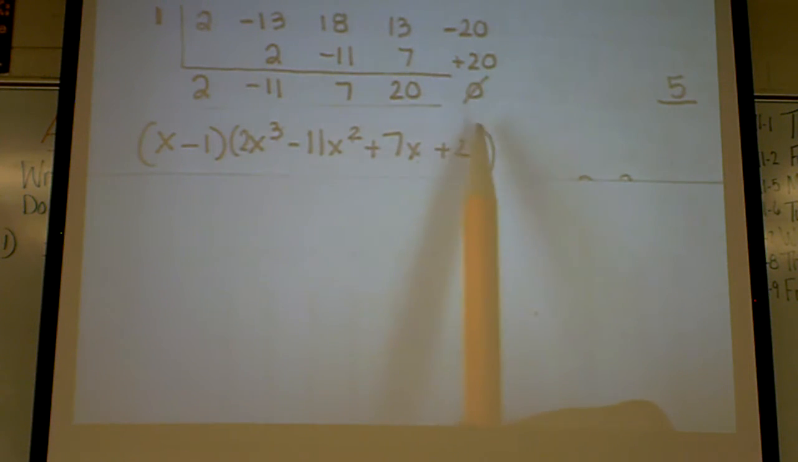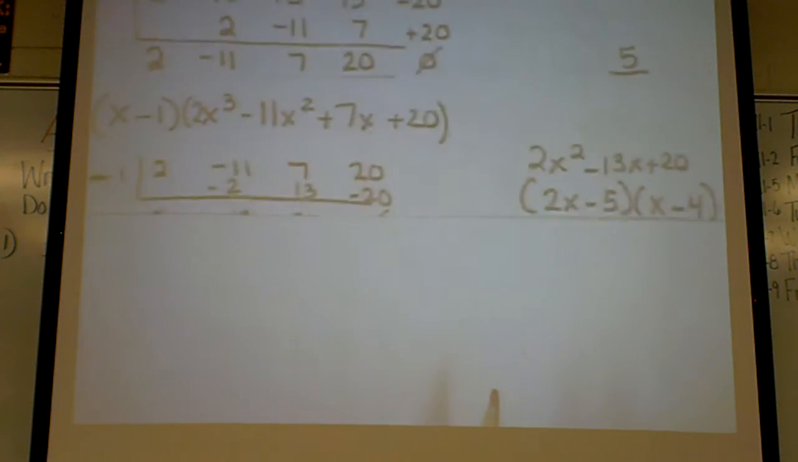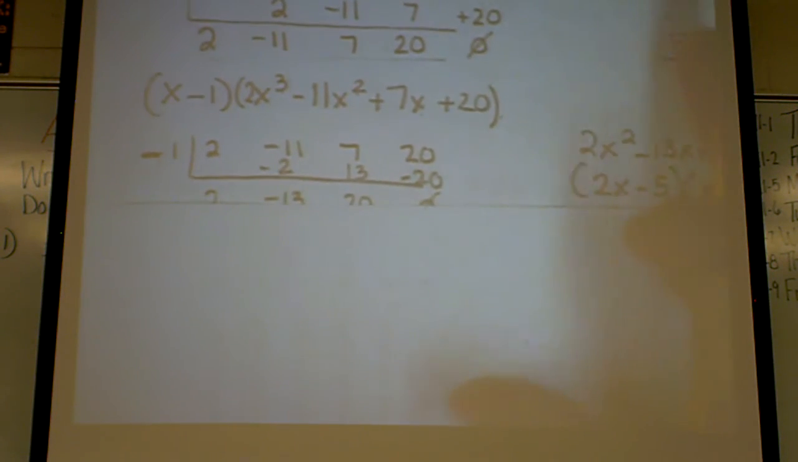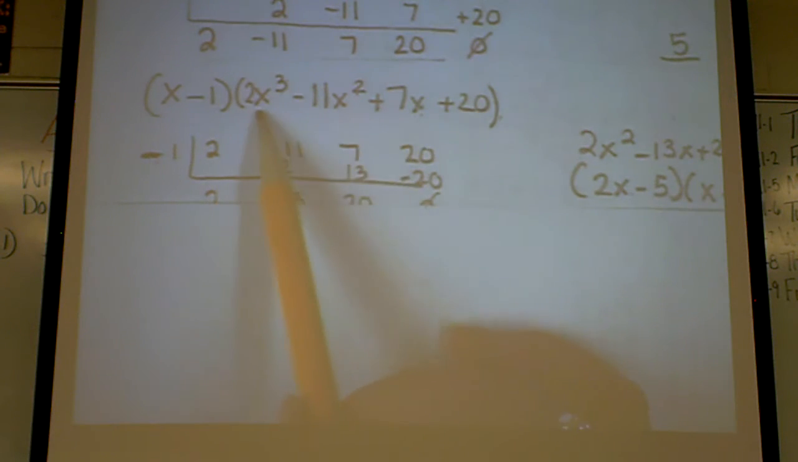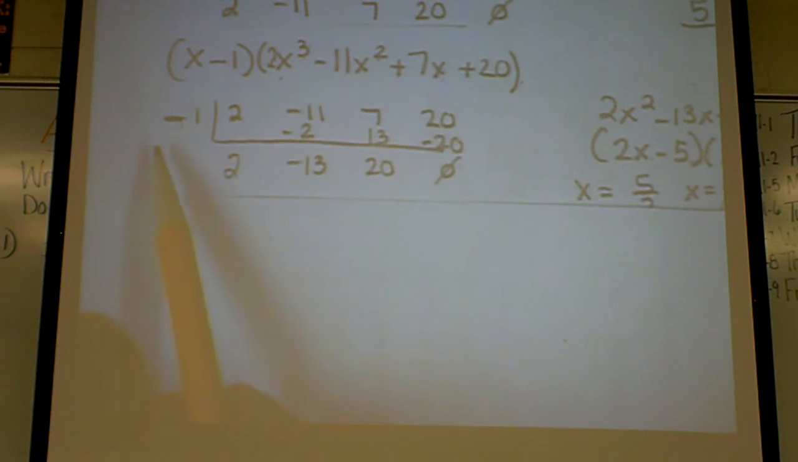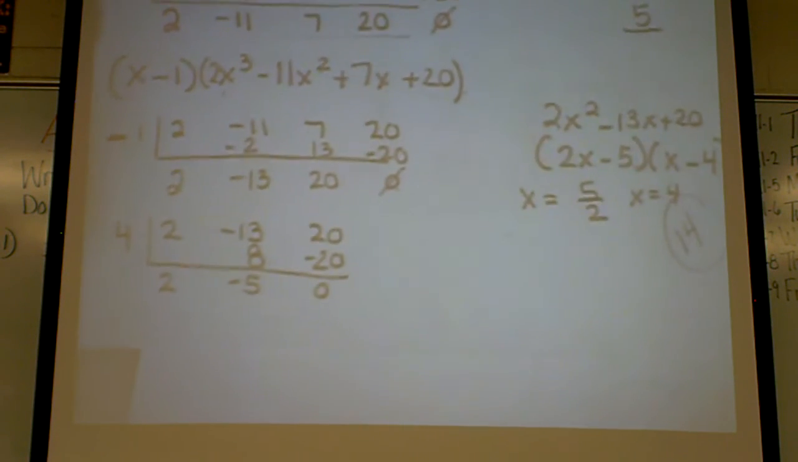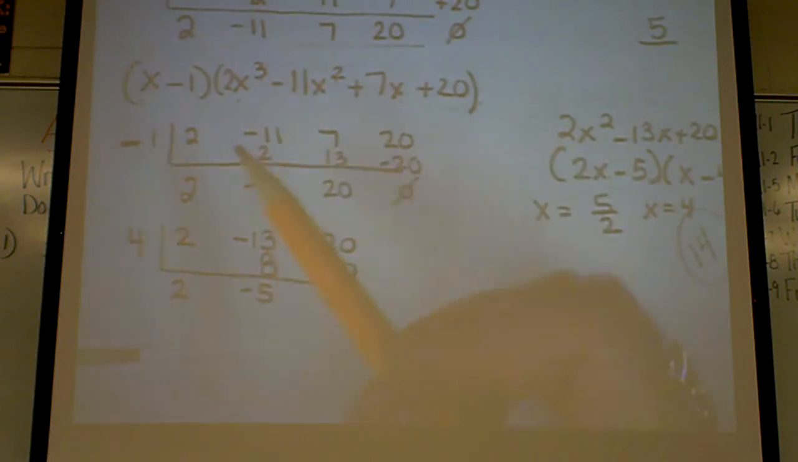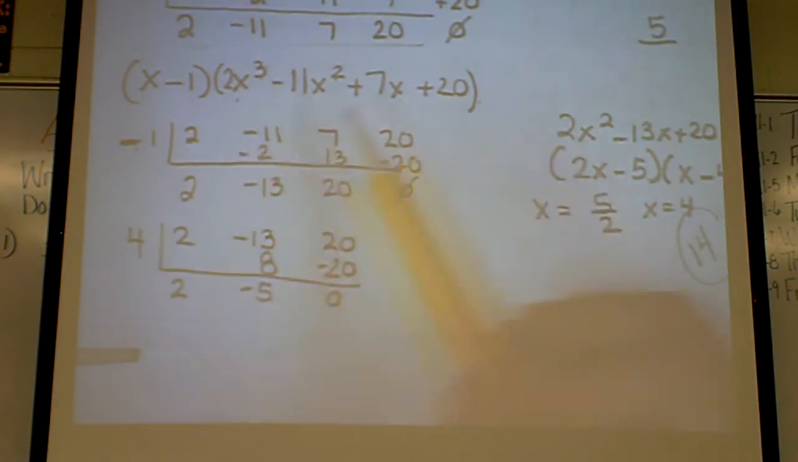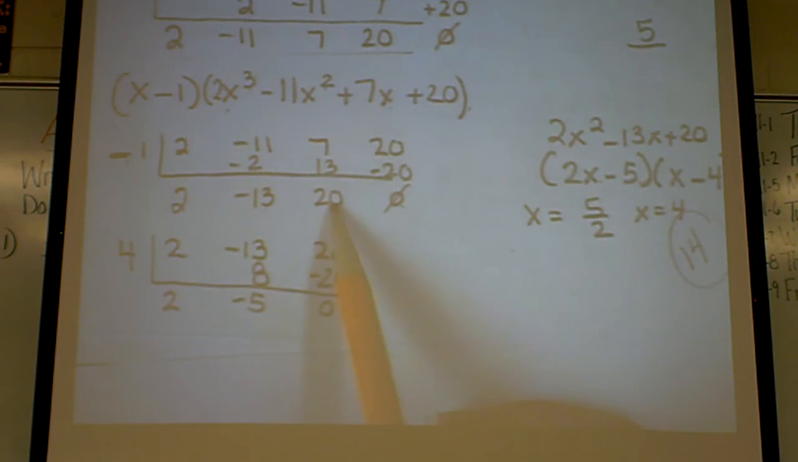Now we look at what's inside of here. Forget this. And we do synthetic division again. So we need to test some numbers with the factors of 20 and 2 again. So negative 1 ended up working. You got no remainder. So then you would have x minus 1, x plus 1, and this would be 2x squared minus 13x plus 20.